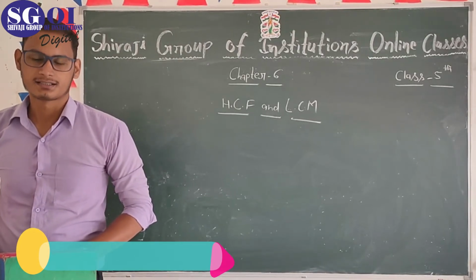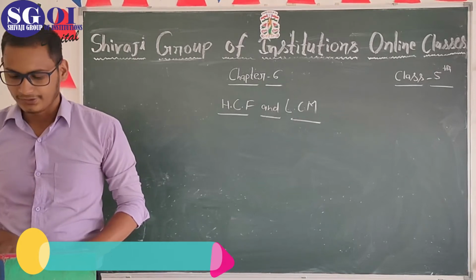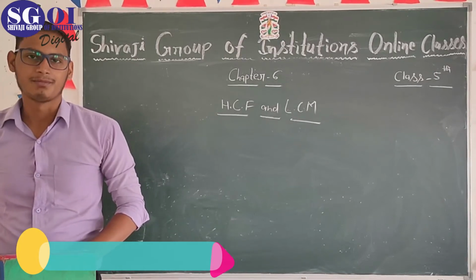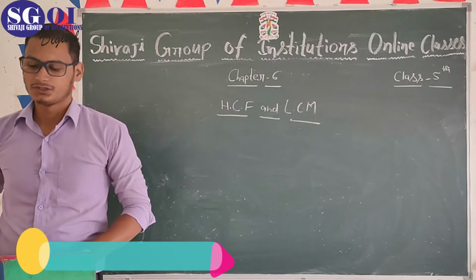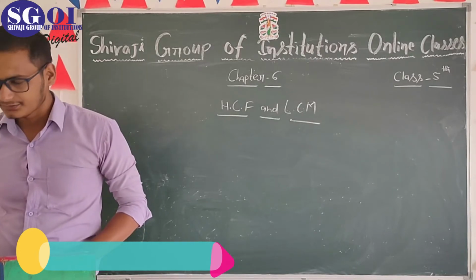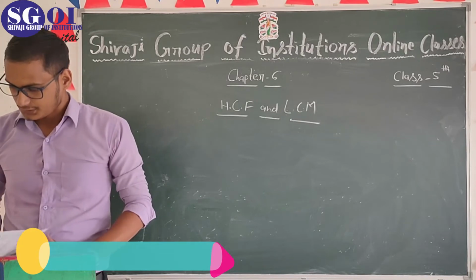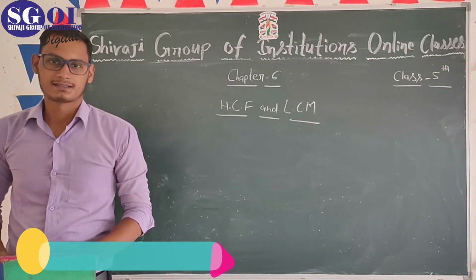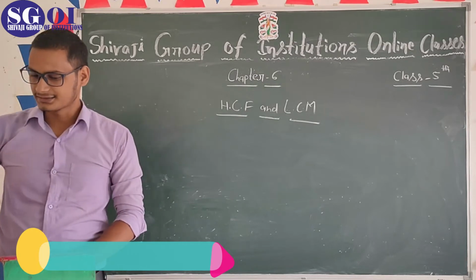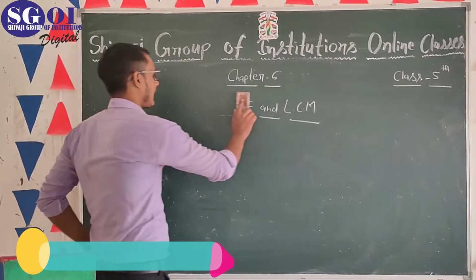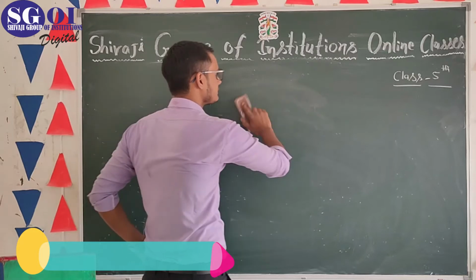Students, this is your maths class, and we are doing chapter 6, and the chapter name is LCM and HCF. In the previous class, we finished exercise 6A. Today we will start the next exercise, 6B, based on prime numbers and co-prime numbers.